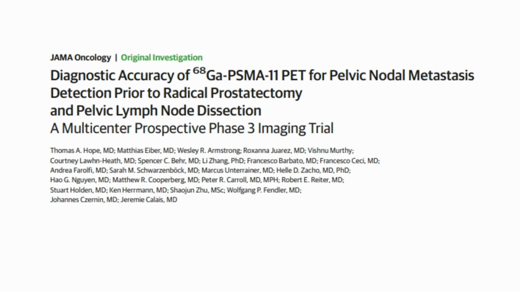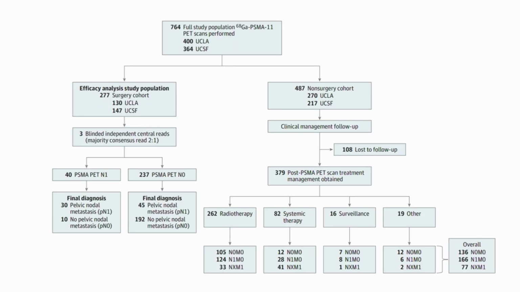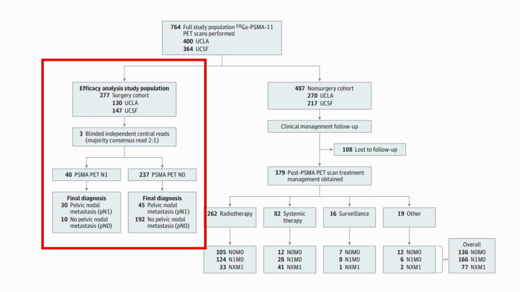The next study, the pivotal study used for the FDA approval of gallium PSMA for the primary staging indication, was a single-arm phase 3 prospective trial of diagnostic efficacy. It was performed at UCSF and UCLA. And basically, the whole study recruited over 700 patients from 2018 to 2021 with intermediate high-risk prostate cancer for initial staging. We're going to focus on the subset of 277 men in the study who underwent surgery.